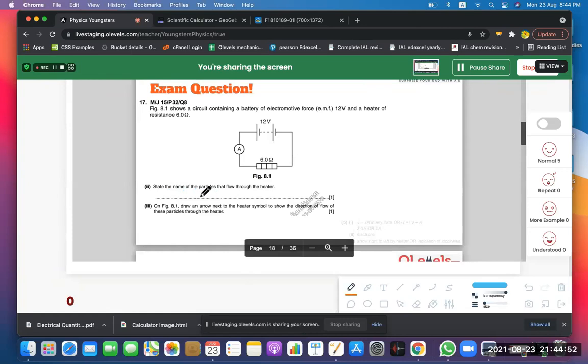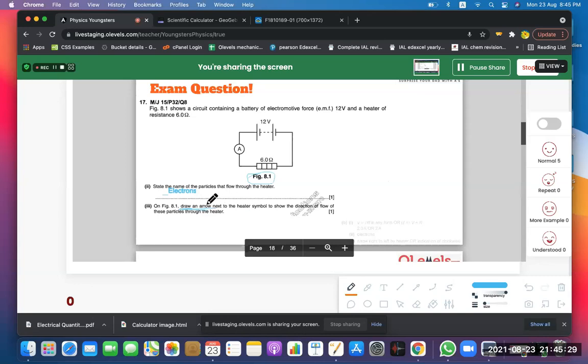Now for the second part. On figure 8.1. So this is our figure of 8.1. We will underline the question. Draw an arrow next to the heater symbol to show the direction of flow of these particles through the heater. So what are these particles? We just studied these particles are electrons. Okay.